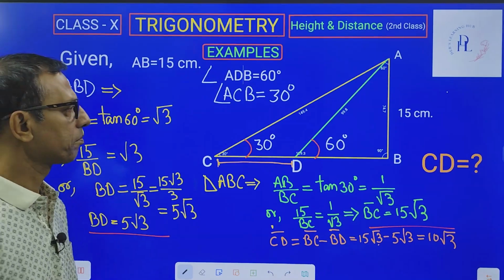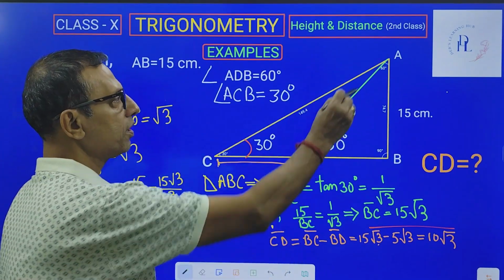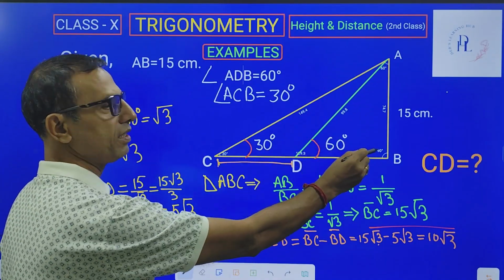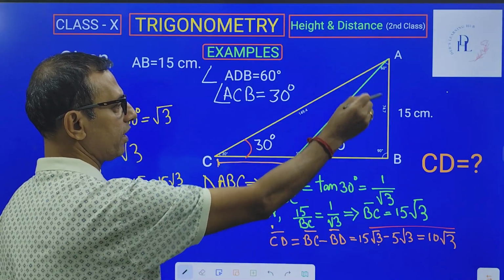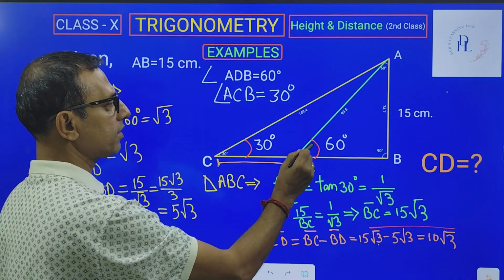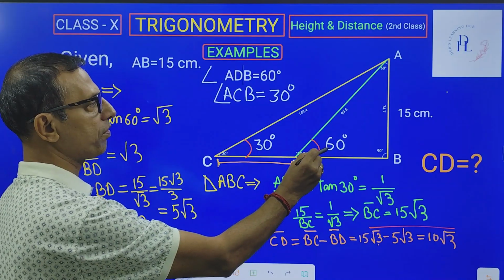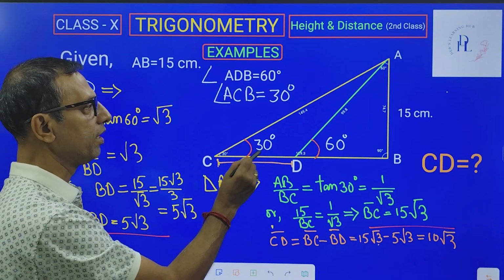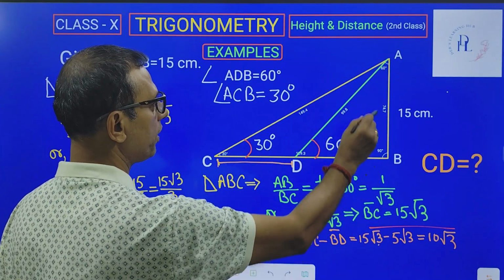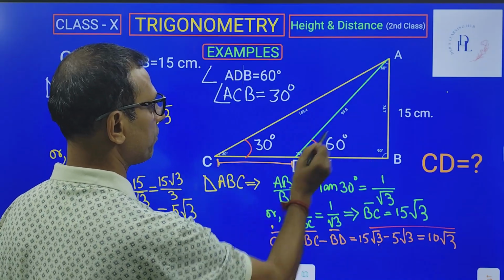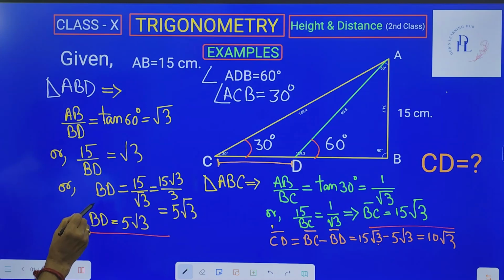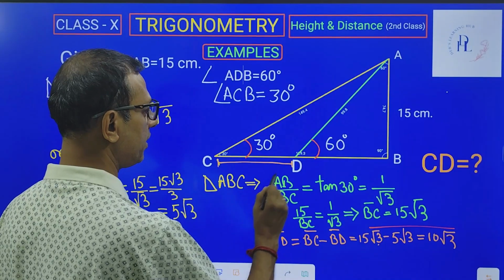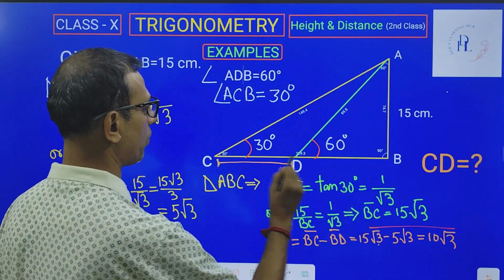Simple problem. So from this figure, in triangle ABC, the big right triangle where B is 90 degree, and the small right triangle ABD, both cases the angle of elevation is given: 60 degree at point D, 30 degree at point C, and the value of AB is given. So we are finding out BC from ABC. This equals 15 root 3. From triangle ABC, AB by BC equals tan 30 degree, that equals 1 by root 3.